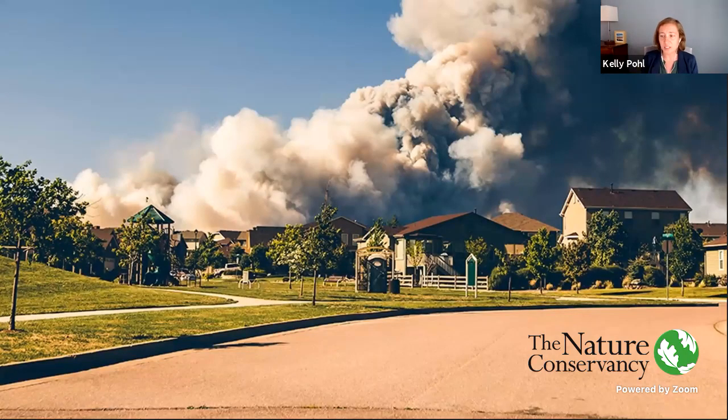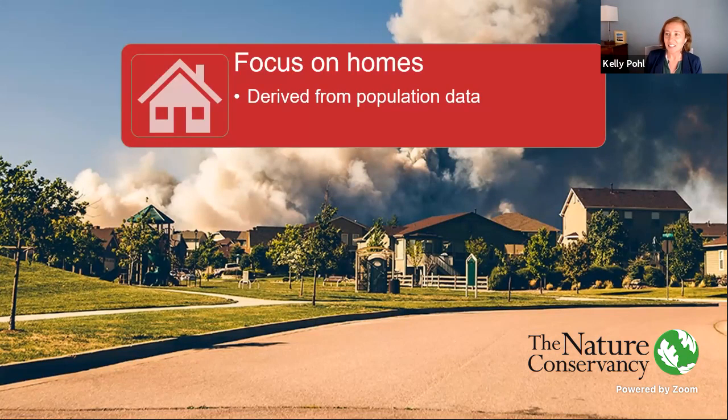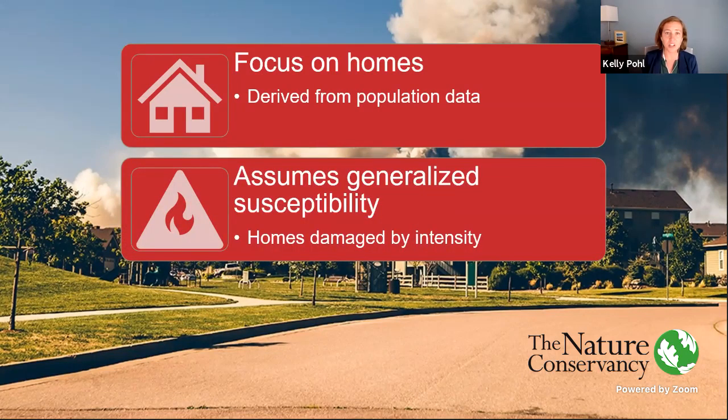Because for this risk assessment, our focus is really on communities, on homes, in fact. So we have approximated the location of homes from population data and from land scan. Greg, you can advance. And we have also assumed generalized susceptibility for all homes. So in other words, we have assumed that given a certain fire intensity, any home would be damaged or destroyed. So we're not accounting for, and we don't have the capacity in a national scale project like this, to account for individual homes that may have been mitigated.